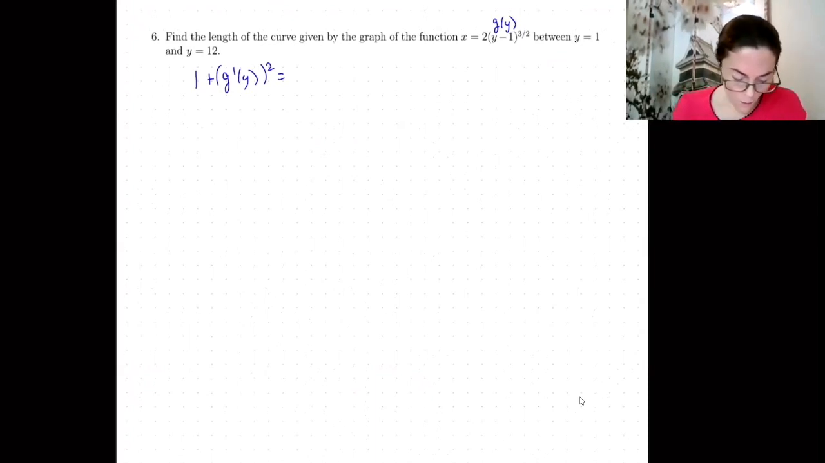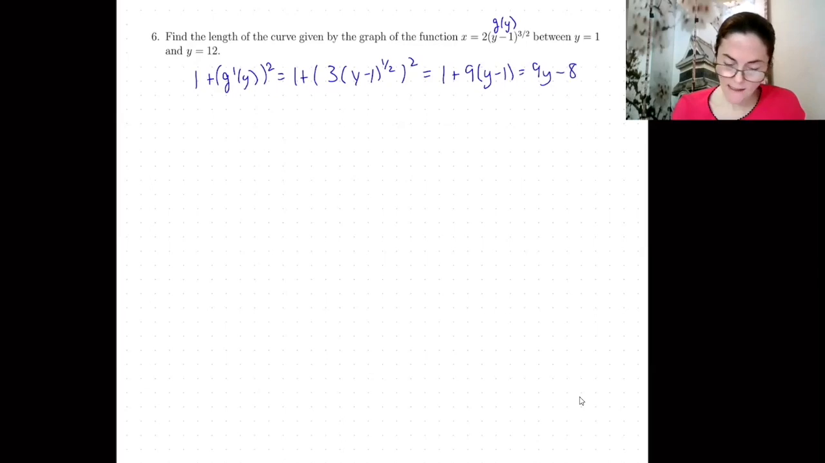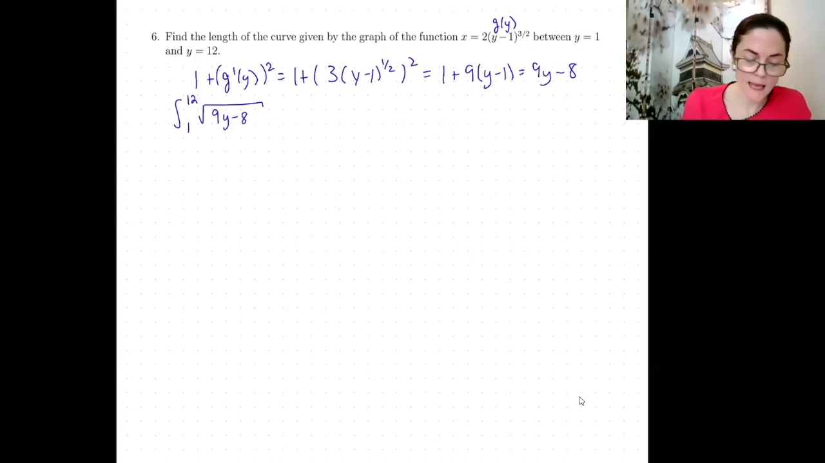So 1 plus, I'll put big parentheses and then squared. The derivative here is 3 times y minus 1 to the 1/2. And now I square this and I get 1 plus 9 times y minus 1, which is 9y minus 8. This is the simplified 1 plus the derivative squared. Now, arc length is an integral from 1 to 12 of the square root of 1 plus the derivative squared, which is 9y minus 8, and then dy. This is something we can integrate.